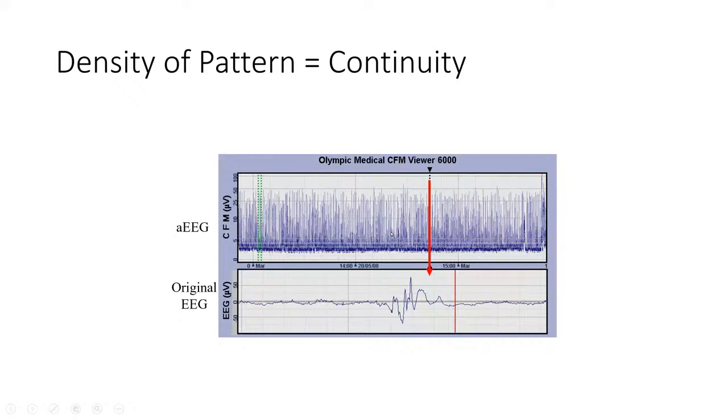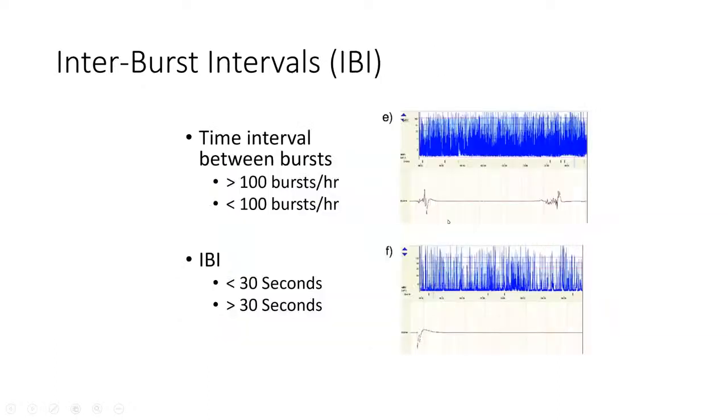So the density of the pattern reflects how continuous the activity is, whether the activity is normal or bursting in an abnormal pattern. The density reflects continuity, or continuousness of activity, depending on how you want to say that. So the density is really important, and we measure this on monitors.